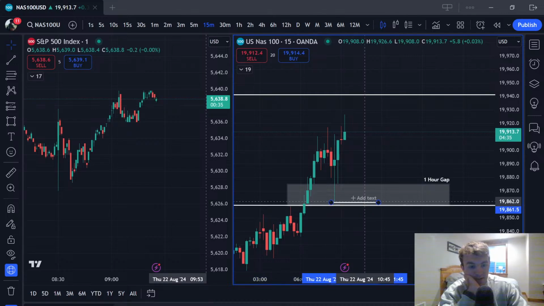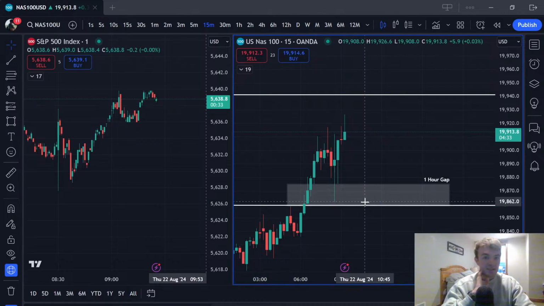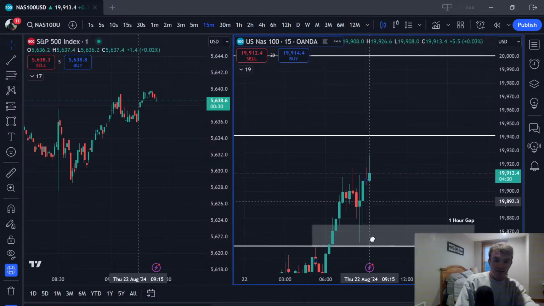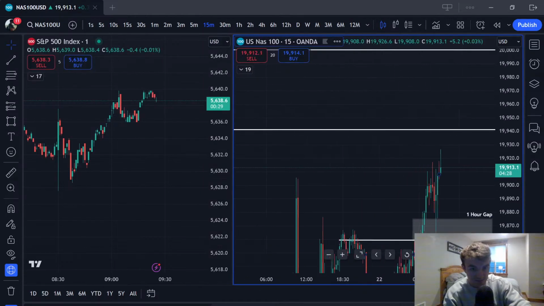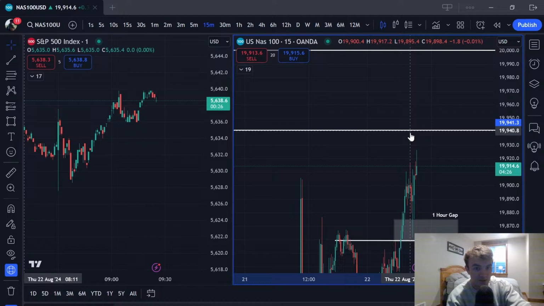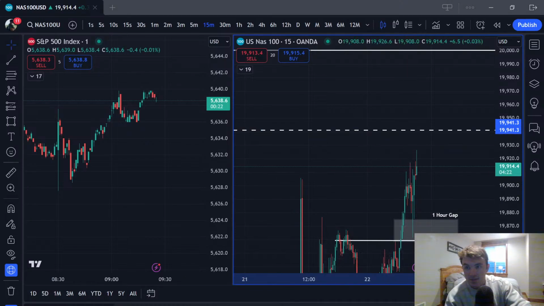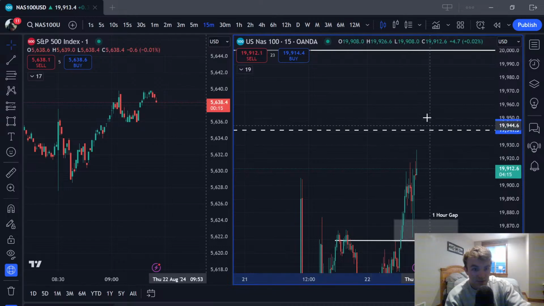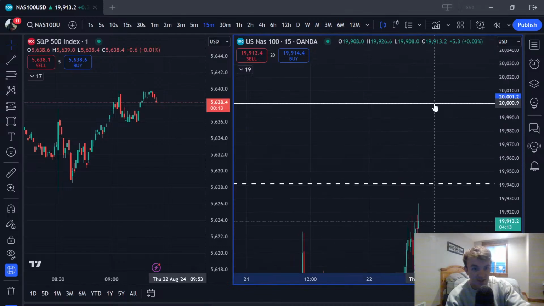typically when the market starts to move up like this in the morning, it just keeps going up the rest of the day and goes for this drawn liquidity. So this is the first drawn liquidity. I'm getting the chat up. This is the first drawn liquidity. This is the second drawn liquidity.